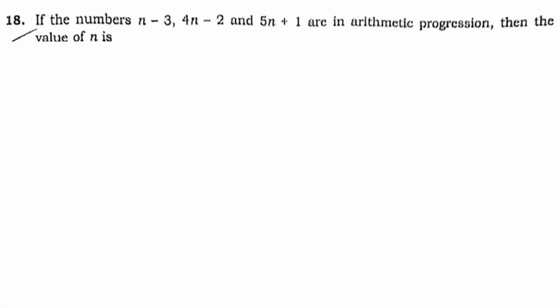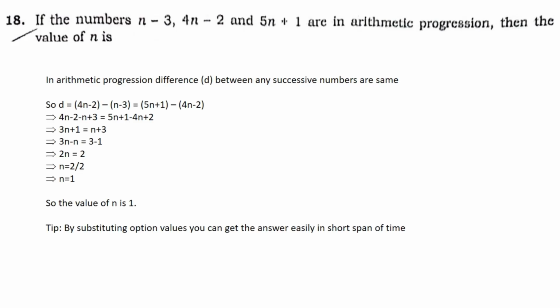So next question. If the numbers n minus 3, 4n minus 2 and 5n plus 1 are in arithmetic progression, then the value of n is. In an arithmetic progression, the difference of any successive numbers is the same. So the difference d equals term 2 minus term 1, meaning 4n minus 2 minus (n minus 3), equals term 3 minus term 2, meaning 5n plus 1 minus (4n minus 2). By solving the equation, we get n equal to 1. So the value of n is 1.